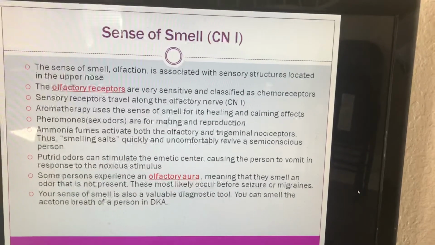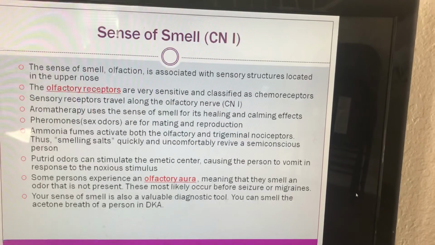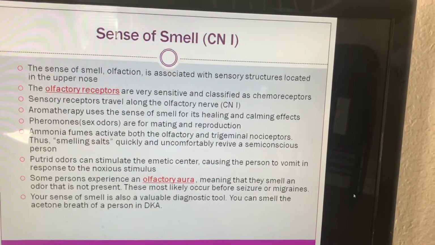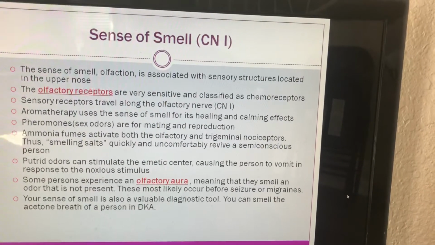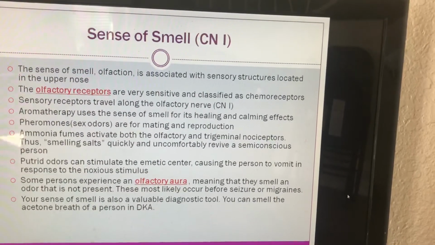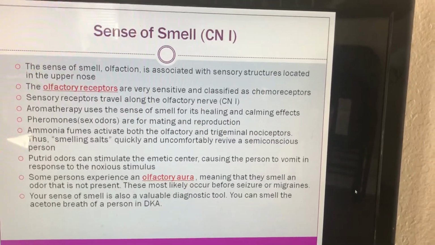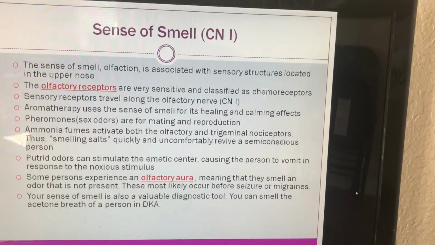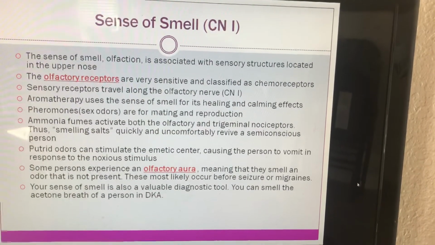Your sense of smell can tell you things such as ammonia fumes that activate both the olfactory and trigeminal nociceptors. Thus, smelling salts quickly and uncomfortably revive a semi-conscious person. Putrid odors can stimulate the emetic center, causing the person to vomit in response to the noxious stimulus.